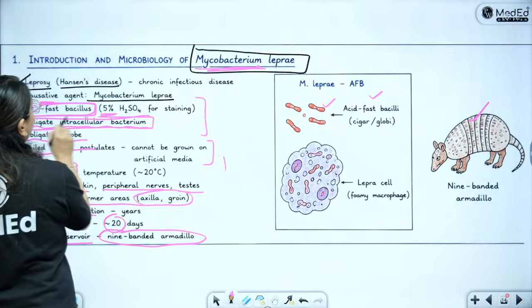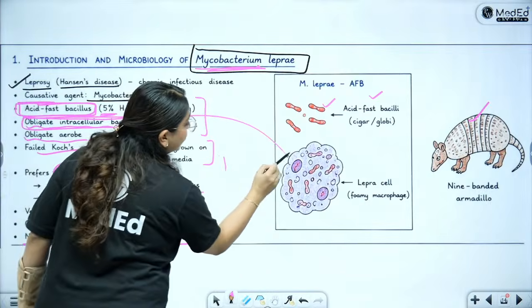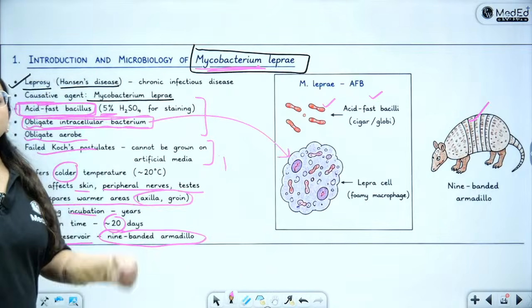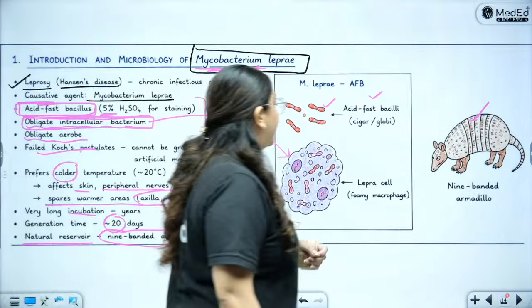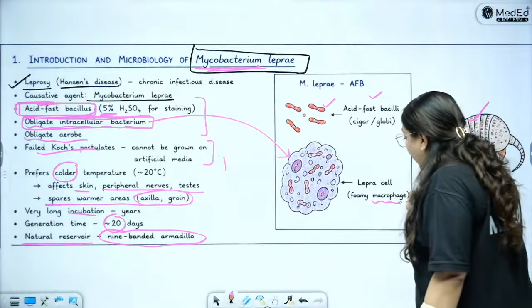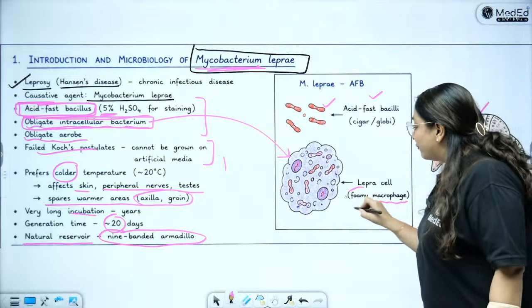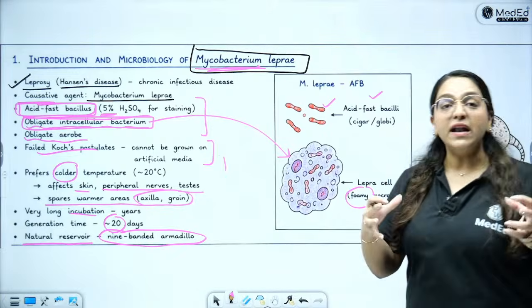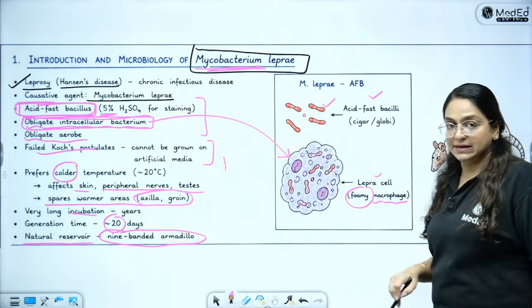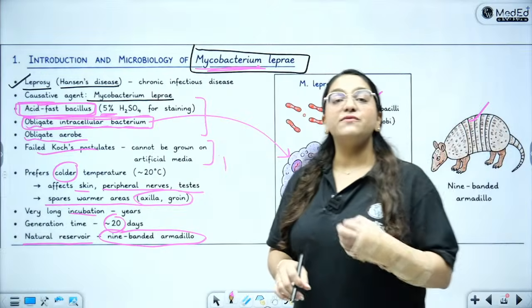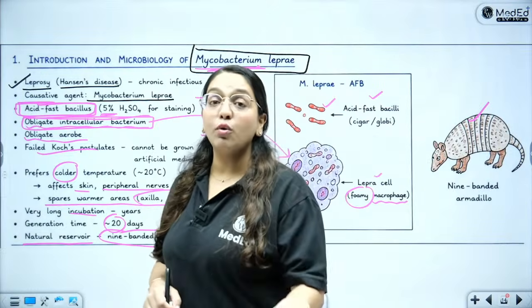So where will you find these acid fast guys? You will find them deep inside the macrophages. So you will find a macrophage which is foamy. Why is it foamy? Because it is totally filled with your lepra cells or lepra bacilli. Okay? So this macrophage is called as Virchow cell, foamy cell, globi, lepra cell.